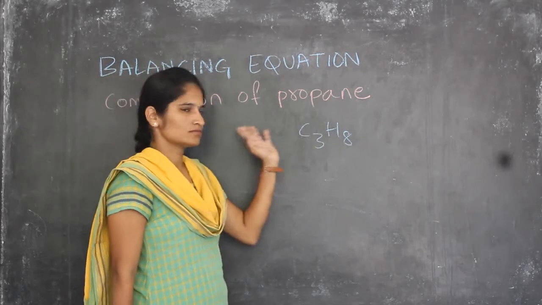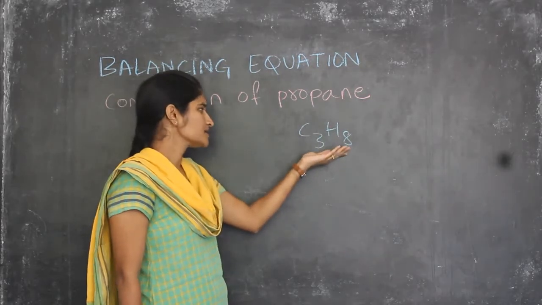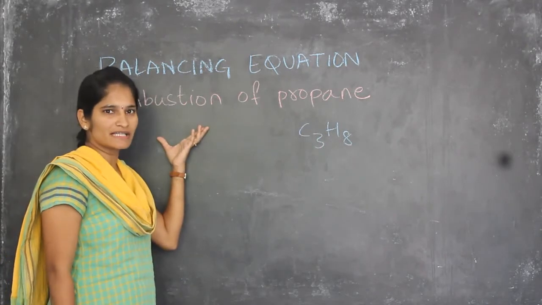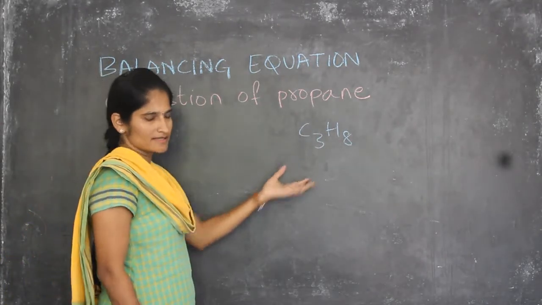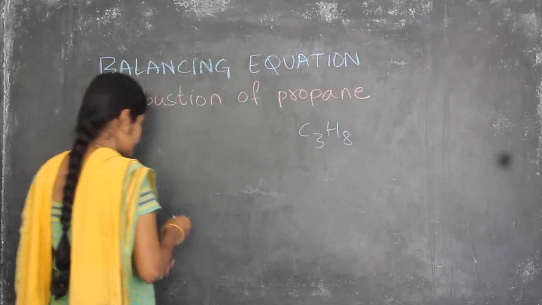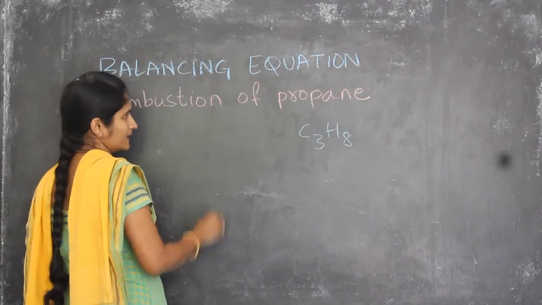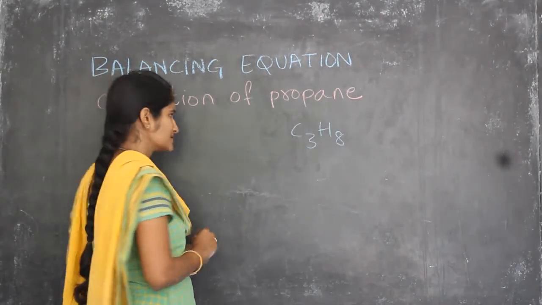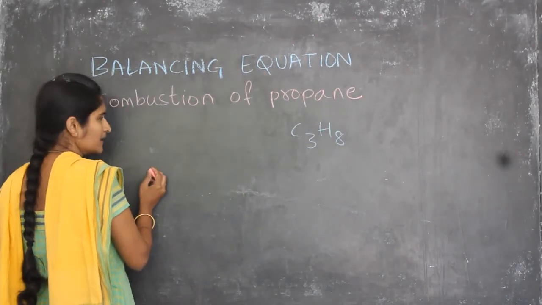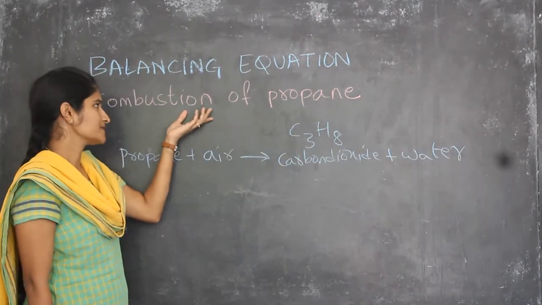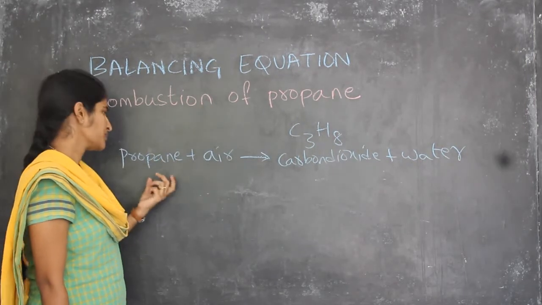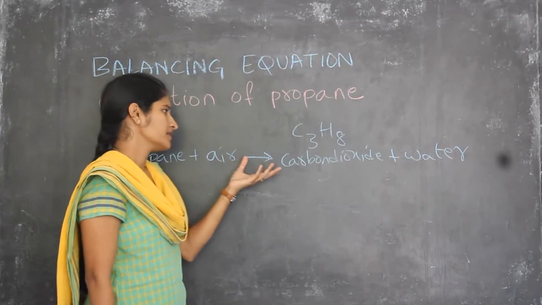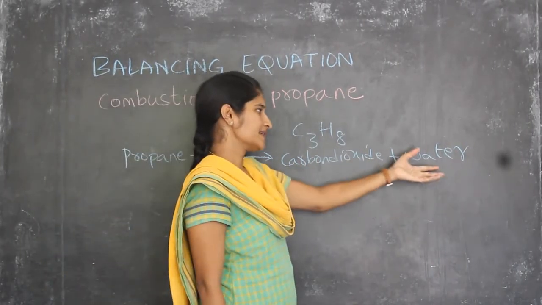So now what I am doing? I am combusting this C3H8. In your lower classes you have learned about combustion. Combustion is nothing but burning in air. Is it clear? So now I am burning this propane in air, so it forms carbon dioxide and water. For this I am writing the equation, that is, the reaction in word form. So the word form is: propane is combusted in air, gives rise to carbon dioxide and water.